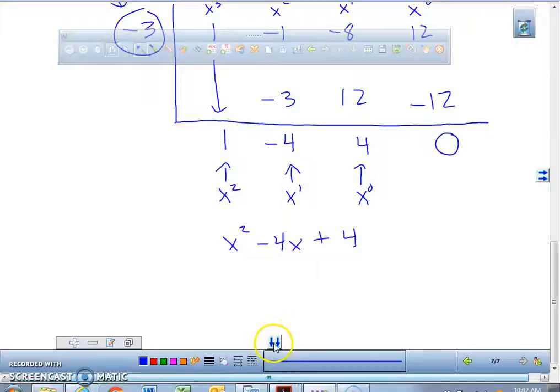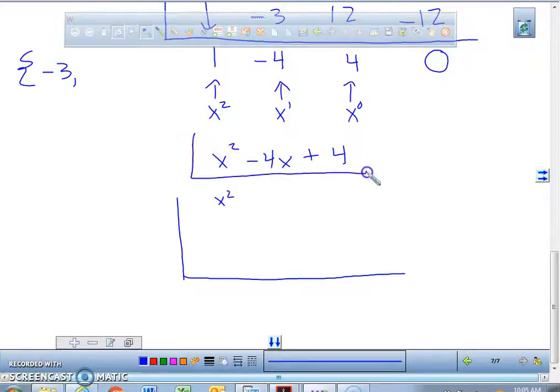Wait, what was negative 3? That was our root. That's one of our answers. That's one of the numbers we're going to put into our set. So we know negative 3 works. Now we have to find the next one. This is our expression that we have left. Right now, one of our roots is negative 3. This is what we have left.